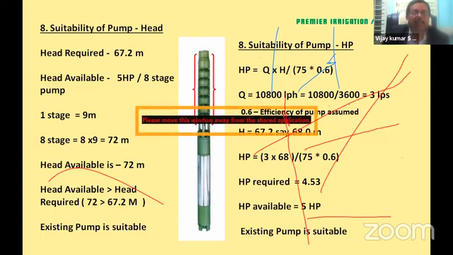When you increase the stages, the discharge is definitely going to come down. It is not a costly affair. Within about 5,000 rupees, the number of stages can be easily increased.